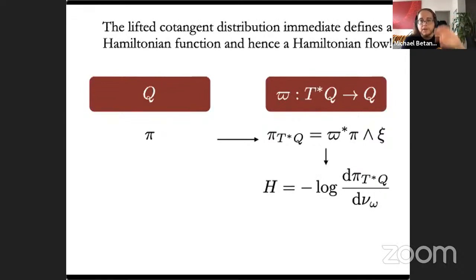So the distribution tells me a function, that function then tells me a flow, and by construction, these are compatible with each other. So that flow preserves the joint distribution, and in fact, the projection of that flow preserves the original target distribution. So we're going to lift up and go around and then come back, and that's going to give me the exploration that I wanted on the original space.